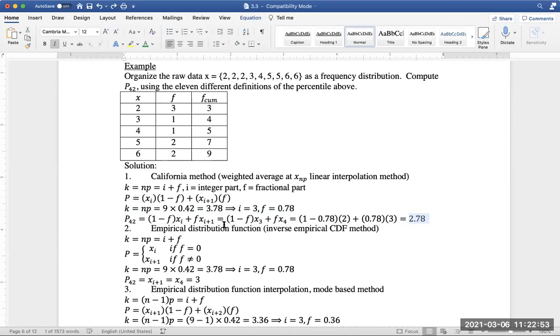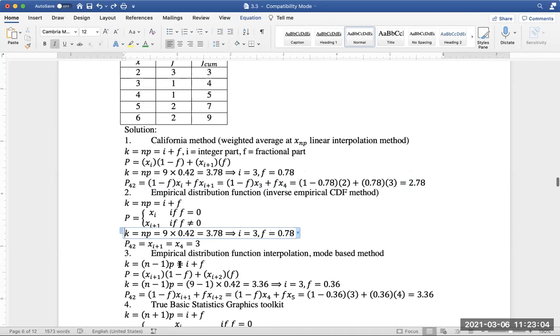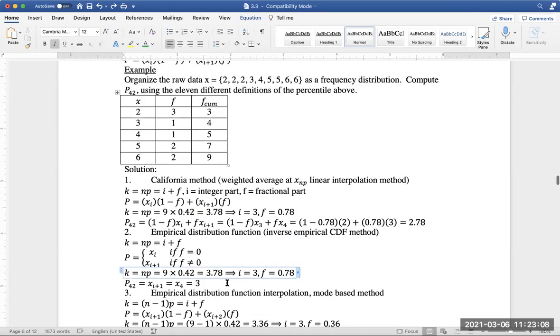Next, empirical distribution function, also called inverse empirical CDF method. K is equal to N times P. So 0.42 times 9, so same thing, 3.78. So it just says, well, if F is not zero, there is a fractional part. And if there is a fractional part, then it's equal to the next one. So the number in the fourth position is 3. So therefore, the 42nd percentile is the number 3. So notice I get 2.78, a different number 3 for the different formula.